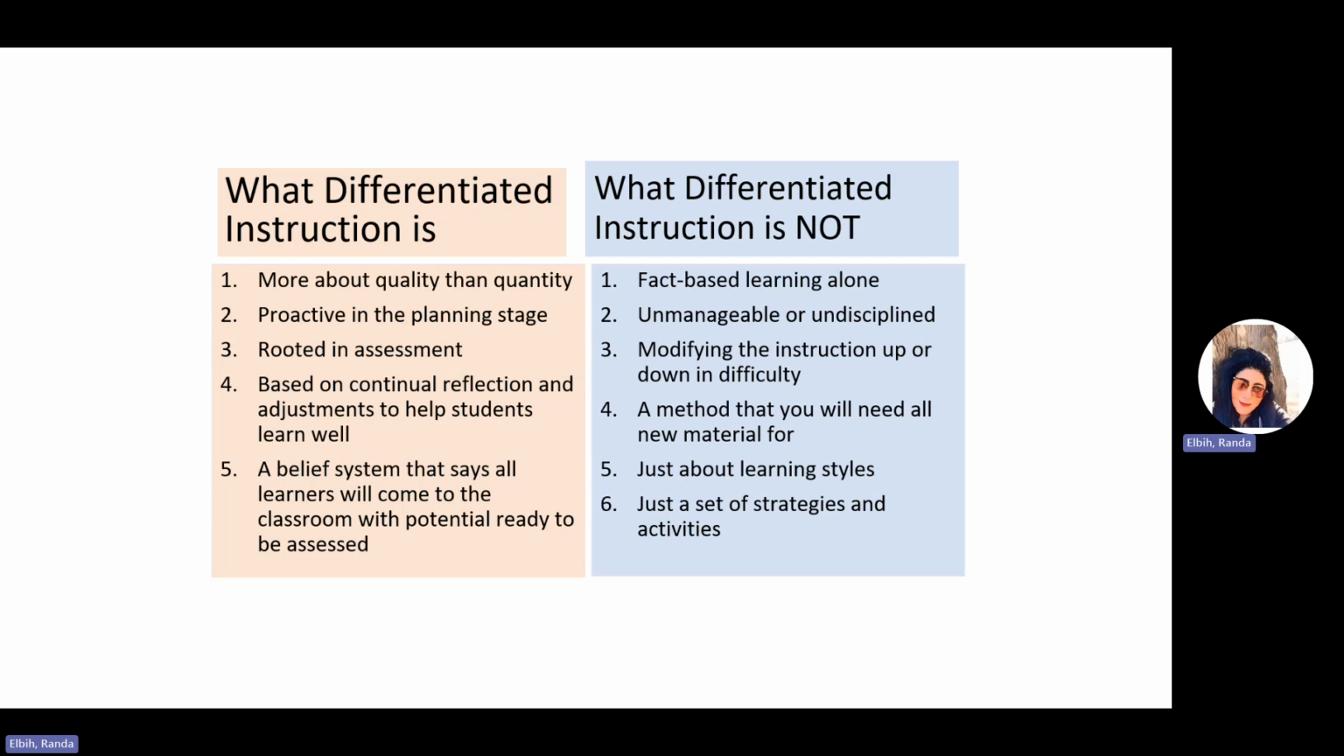So as you can see, it's focusing on the individual students, but also as a whole class setting, right? So you don't have to modify your instruction up or down to make it more difficult or less difficult based on the student's level. It's not a method that you will need all new material for. It's not just about learning styles, and it's not just a set of strategies and activities.